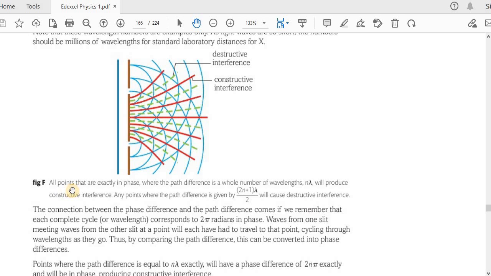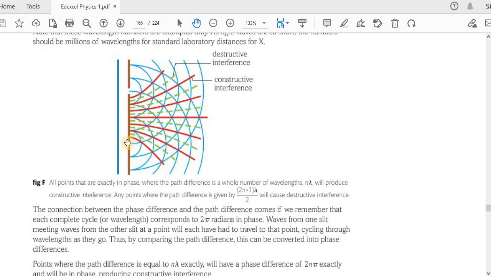I already explained it. All points that are exactly in phase, where the path difference is a whole number of wavelengths, n lambda. So when you take the number of wavelengths from here to a certain point, and the number of wavelengths from here to here, we can even count it right now. Let's consider this point, all right? So you have 1, 2, 3 and 4 wave fronts.